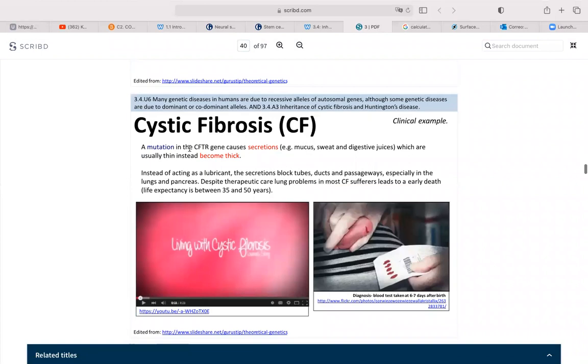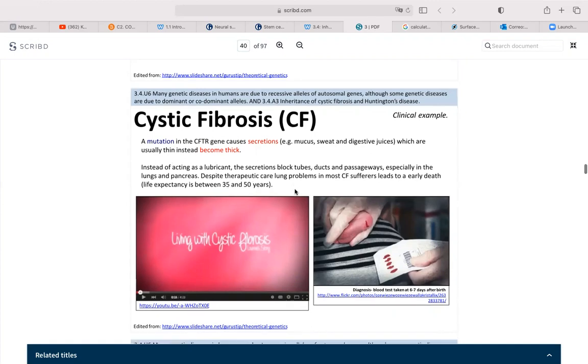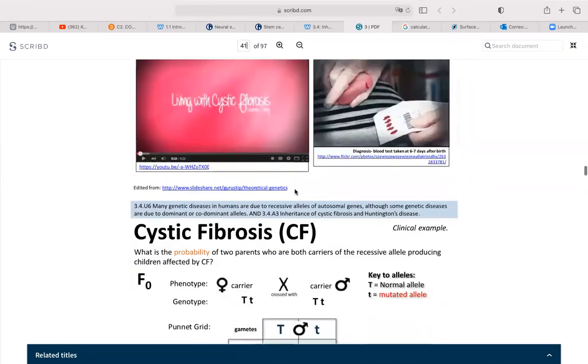So a mutation in the CFTR gene causes secretions, mucus, sweat, and digestive juices, which are usually thin, to instead become thick. Instead of acting as a lubricant, the secretions block tubes, ducts, and passageways, especially in the lungs and pancreas. This is what happens when someone has cystic fibrosis. Despite therapeutic care, lung problems in most cystic fibrosis sufferers lead to an early death, life expectancy is between 35 and 50 years. So it's a disease that is very rare, and we need to know more about that.